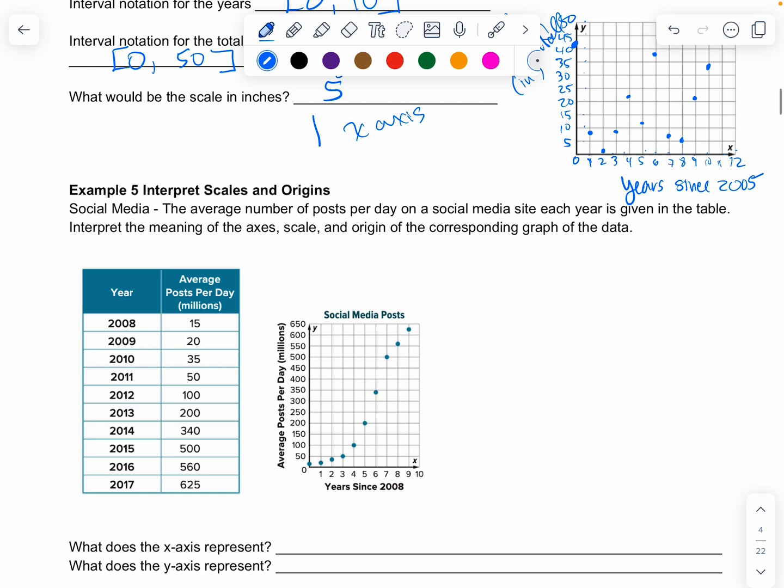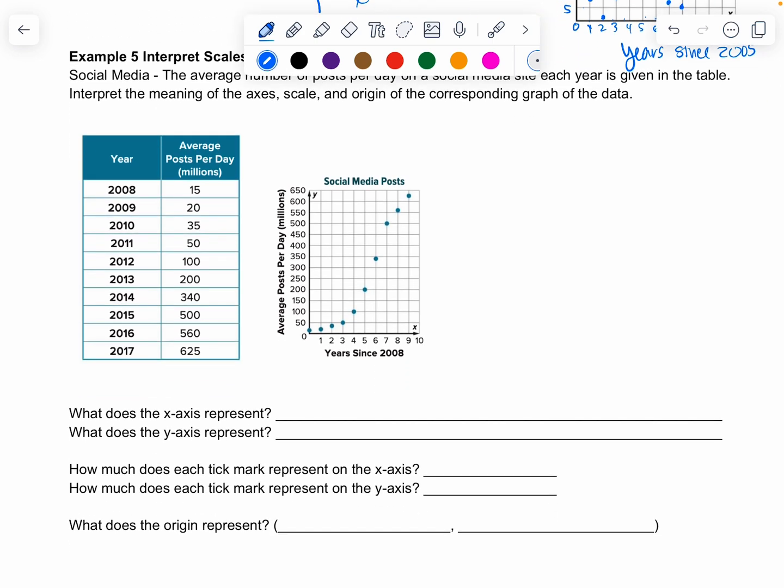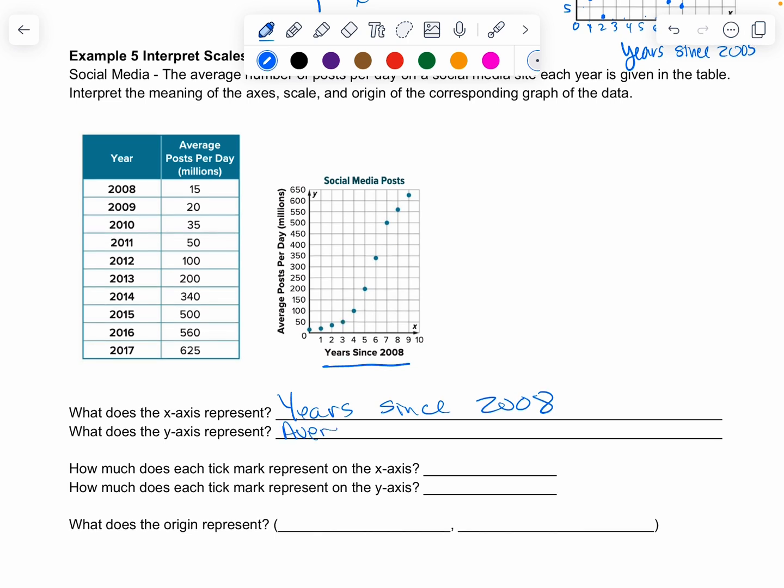Okay, so we're going to come down here. And it says social media. The average number of posts per day on a social media site each year is given in the table. Interpret the meaning of the axis, the scale, and the origin. What does the x-axis represent? So right here, years since 2008. Y, the average posts per day. And notice how it says that it's in the millions. So it's not just 50, but it's 50 million.